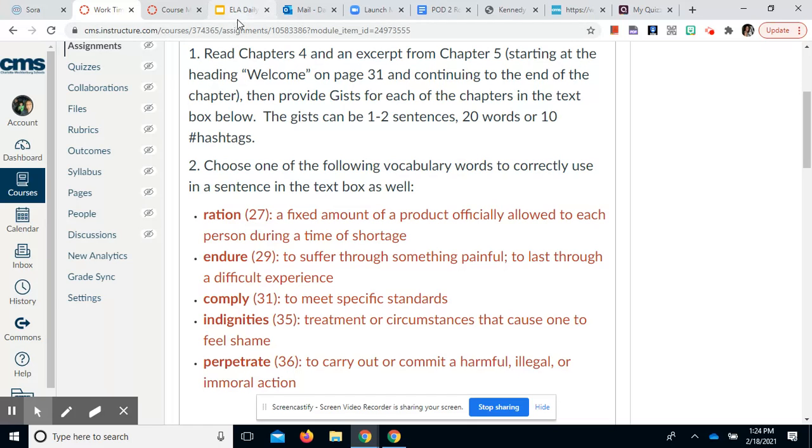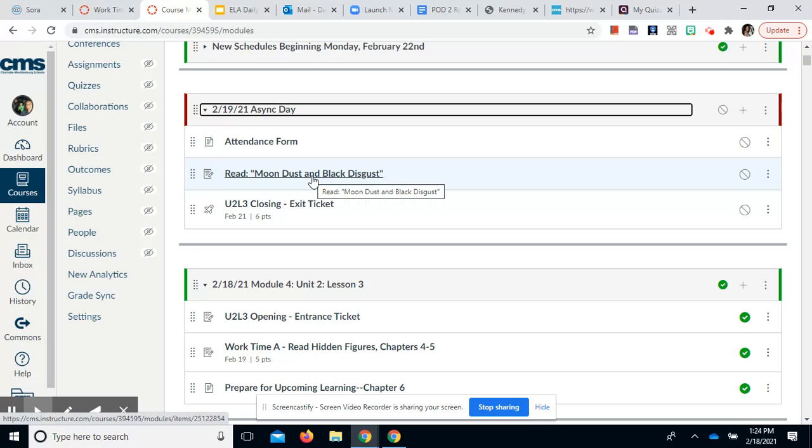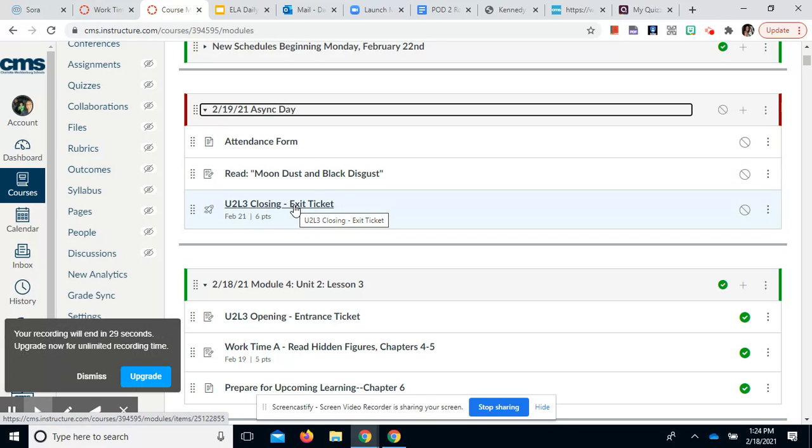Because I will not be here tomorrow, your assignment is going to be in Canvas. There is an attendance form. You have the article Moon Dust and Black Disgust to read, and then there is a 6-question exit ticket quiz to answer on that article. So please check Canvas for Friday, February 19th.